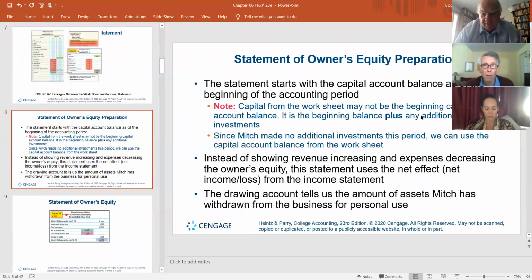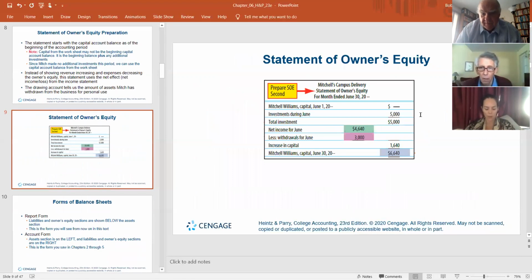The equity statement. I keep saying we have a beginning balance plus the income or any investments less your drawing to get the ending capital. So here we go. Again, they're not showing you the worksheet, but we're pulling these numbers pretty much from the worksheet. Okay? We've got a beginning balance of, I guess, 0, huh?